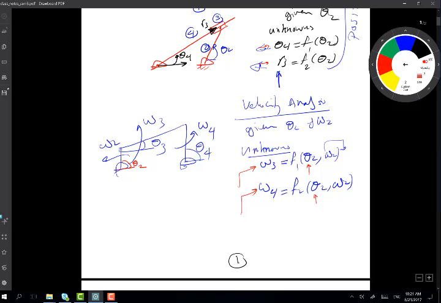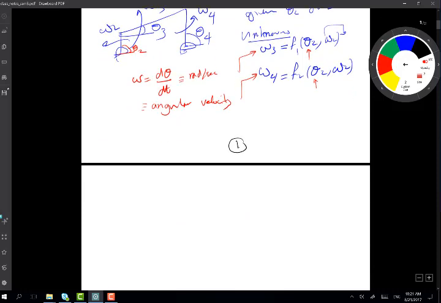So omega is the derivative of the angle in general, right? And the units of that are radians per second. They call this angular velocity, right? So that's the angular velocity.